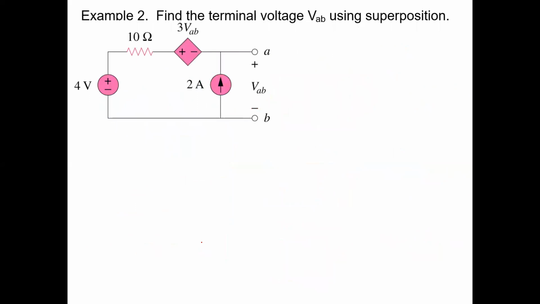Okay, we then have a circuit here with a dependent source. And just to remind you that you cannot turn off a dependent source when you're doing superposition. We're going to solve this, and again, we're going to find it using 2 different sub-circuits. So the first sub-circuit is going to be with the 4-volt source on.